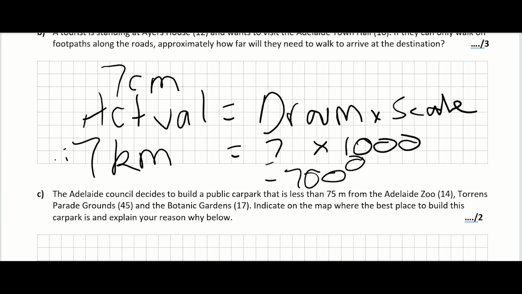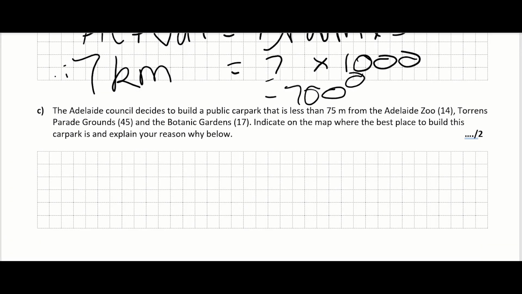The Adelaide Council decides to build a public car park that is less than 75 metres from the Adelaide Zoo, Torrens Parade Grounds, and the Botanic Gardens. Indicate on the map where it is best to build this car park and explain your reason why.